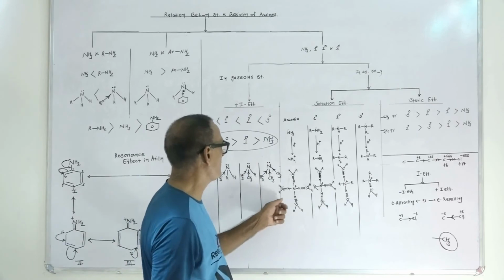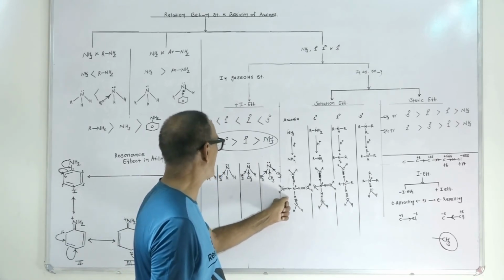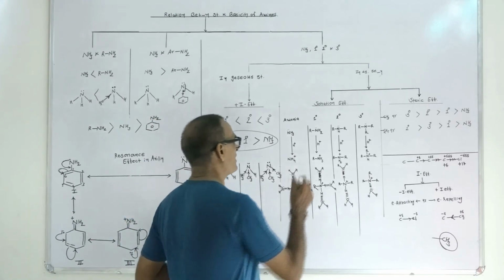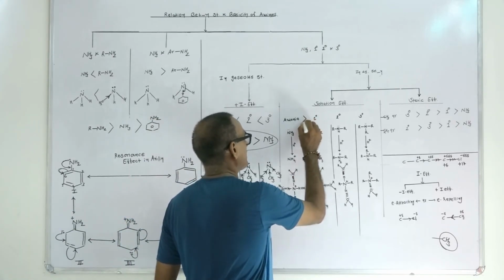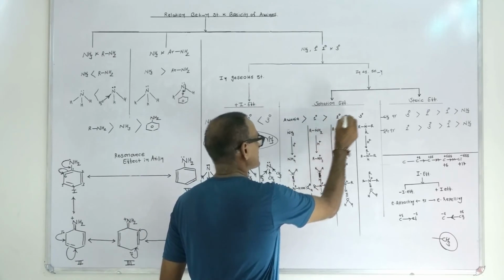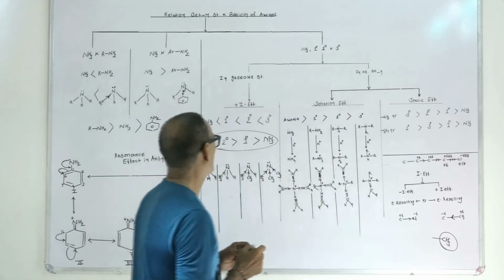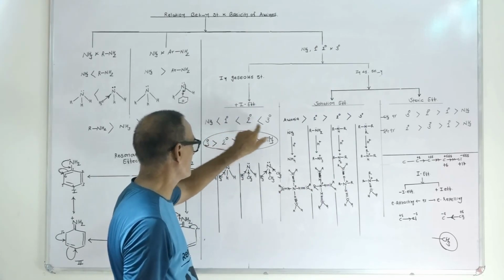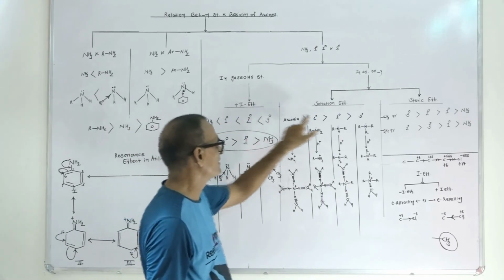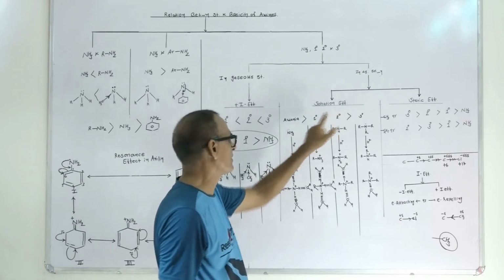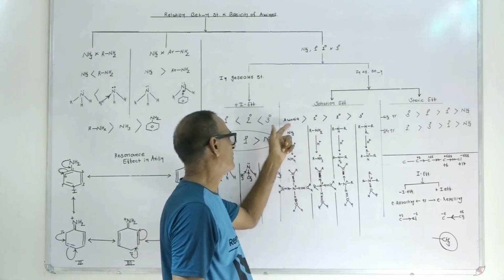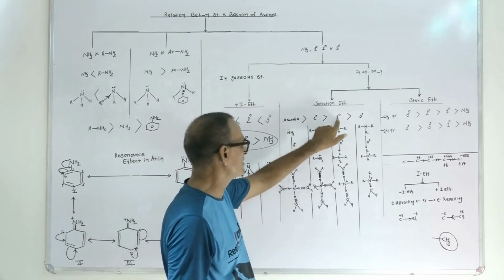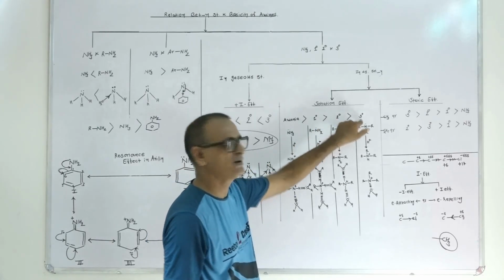The capacity of H bond formation is more here, so their basicity order will be totally reversed compared to the gaseous state. In gaseous state, ammonia is less than primary, less than secondary and less than tertiary, but due to solvation effect, in aqueous solution ammonia is more basic than primary amine, is more basic than secondary amine, is more basic than tertiary amine.